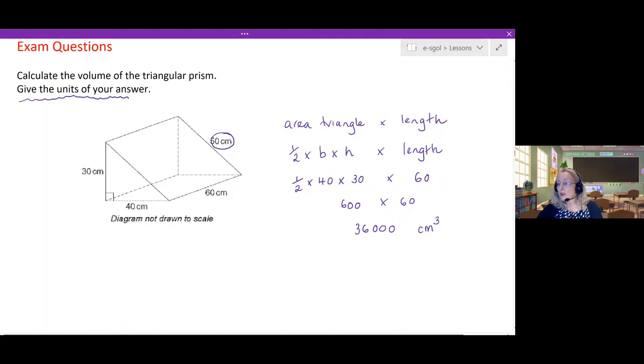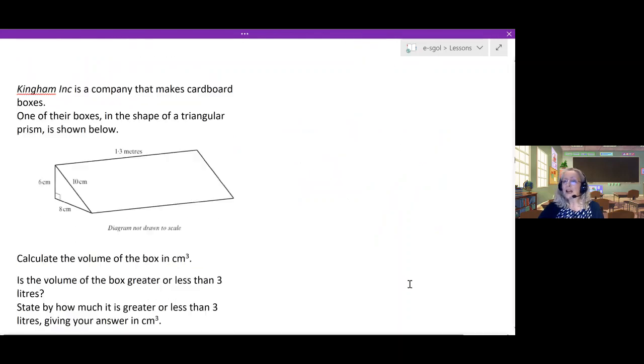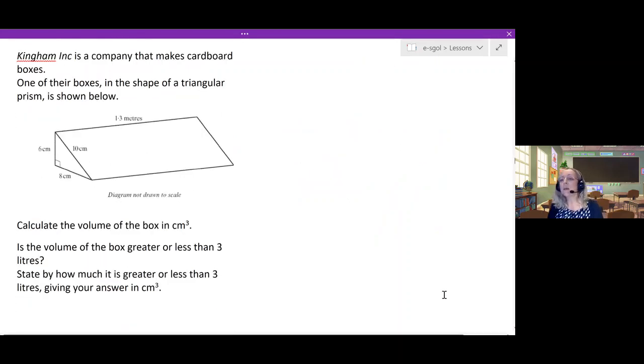I've got another one of these for us to have a look at now. It says, Kingham Inc. is a company that makes cardboard boxes. One of their boxes in the shape of a triangular prism is shown below.